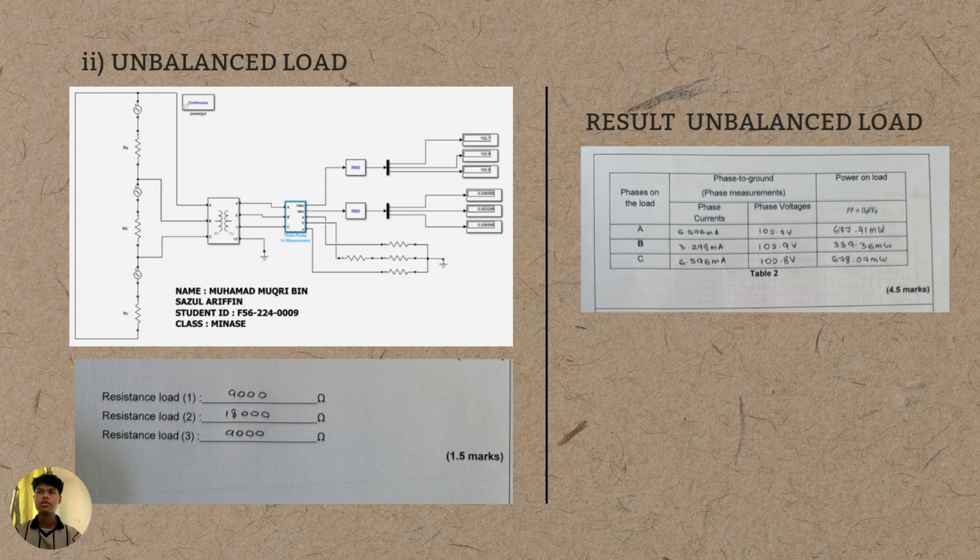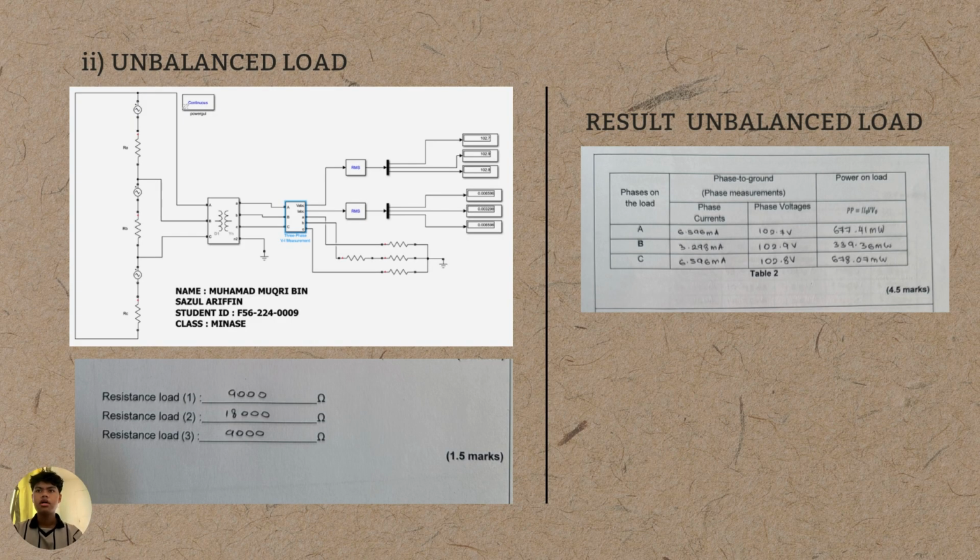In the next part of the experiment, we introduced an unbalanced load into the delta to star configuration. Unlike the previous setup, the loads connected to each phase were intentionally made unequal to simulate real-world conditions where perfect load balancing is rarely achievable, especially in residential or commercial distribution systems. This scenario helps us understand how the transformer reacts when the power demand is not evenly distributed across all three phases.